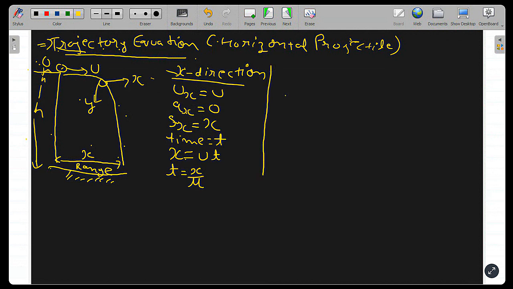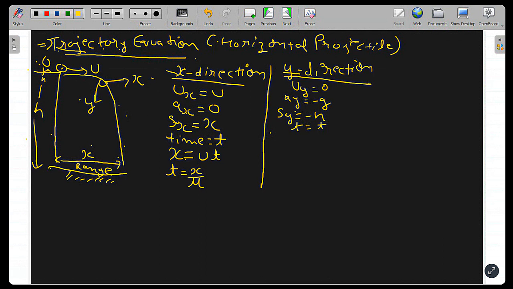Now we'll see y direction. देखो y direction में क्या हो रहा है. Come to the y direction, motion which is happening in y direction. What is happening in y direction? uy is equal to 0. What is ay? ay is equal to minus g. Okay, sy is equal to displacement in y direction is equal to minus h. Okay, and time of flight is equal to your time t only.